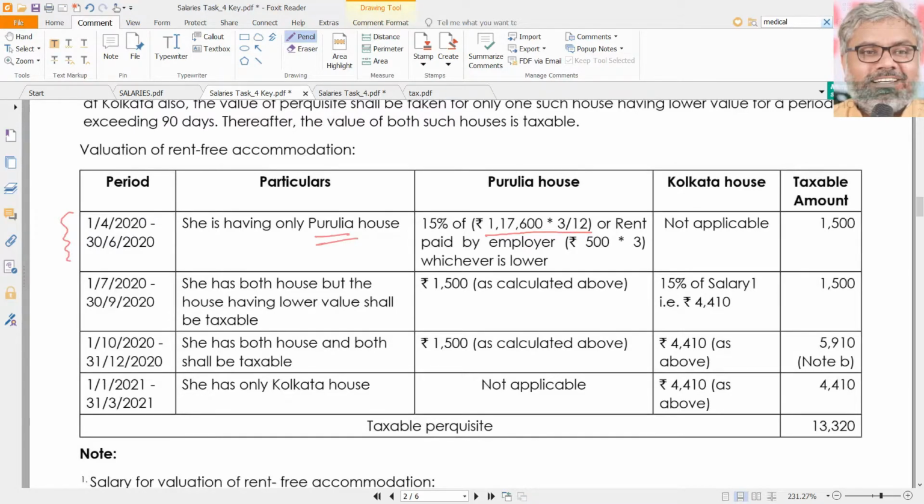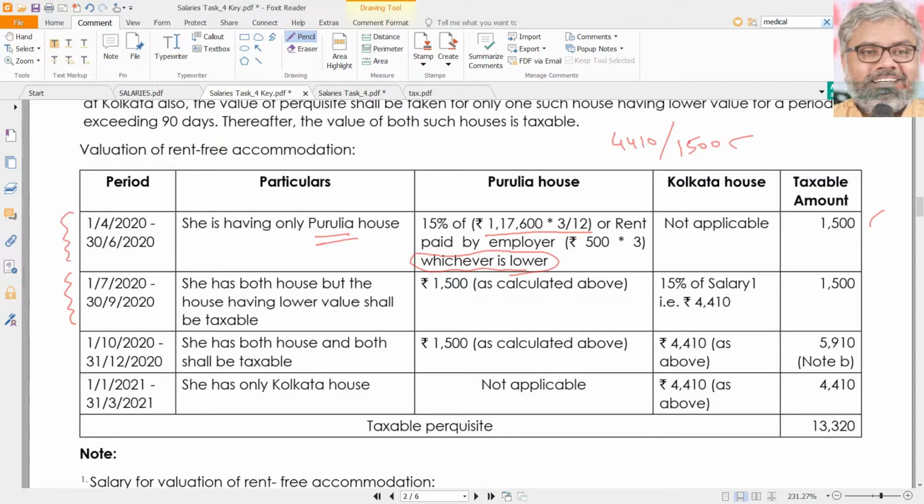So 1,17,600 into 15% into 3 by 12, only 3 months, which is coming to how much? 4,410. Or rent paid by employer, which is 500 per month. 500 per month into 3 months, only 1,500. So whichever is lower has to be taken. So when we have to take whichever is lower, 1,500 is lower. So 1,500 is the amount to be considered as taxable. That is first 3 months.